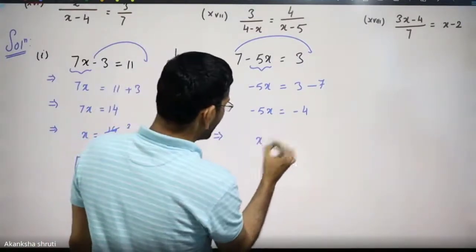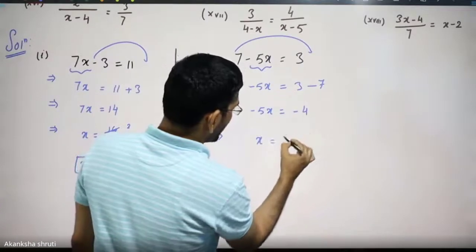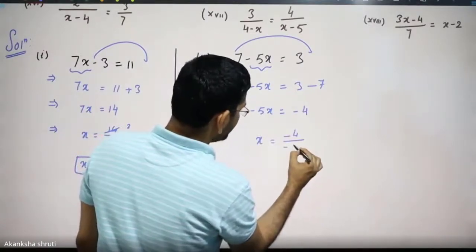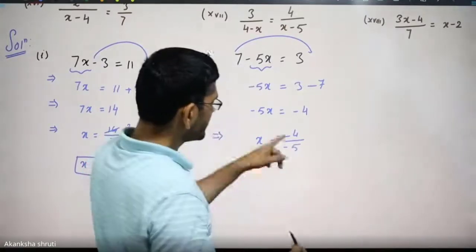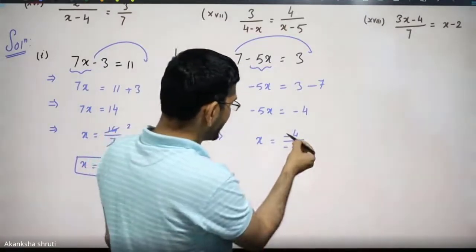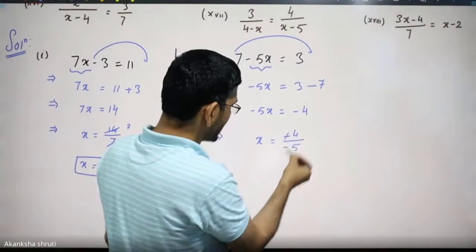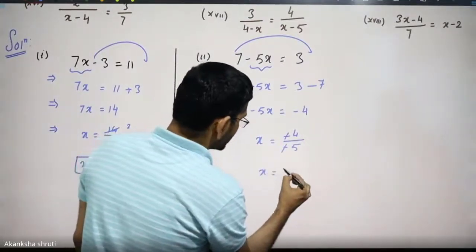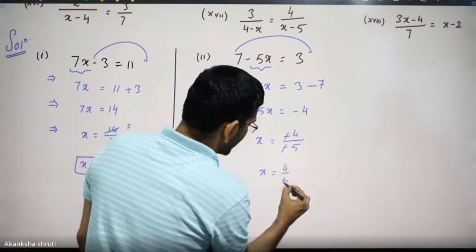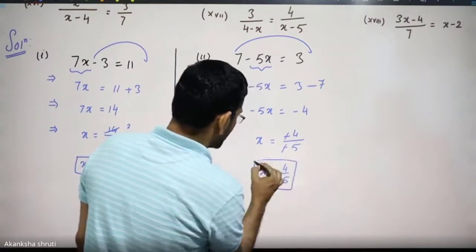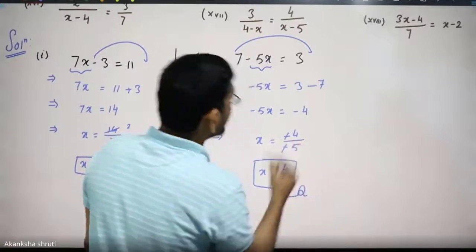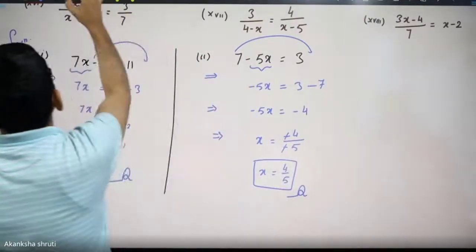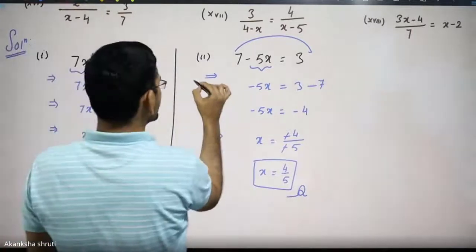So x will be obtained by -4 divided by -5. Now both numerator and denominator are negative, which means the negative sign can be dropped. That will get cancelled. So the value of x is 4/5. It's that easy. Students, many a time we go by some other approach.